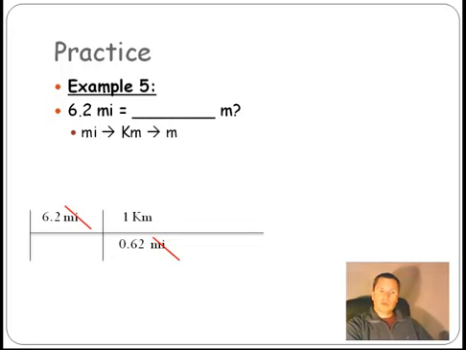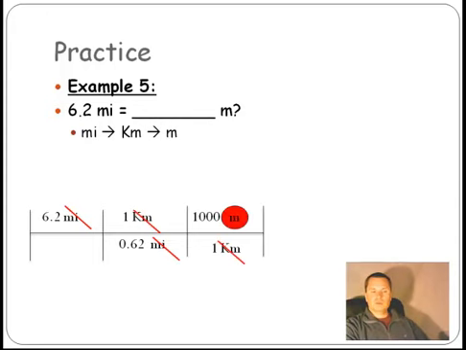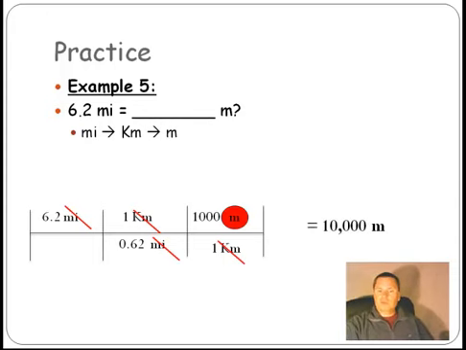Okay. Now, how do I get from kilometers to meters? Well, I know that 1 kilometer is equal to 1,000 meters. The question is, which one goes on the bottom? Well, I'm trying to get meters, so that goes on top. Kilometers goes on the bottom. My units cancel, and I'm left with the units of meters. Now what I have to do is do the math. 6.2 times 1 times 1,000 divided by 0.62 divided by 1 gives me an answer of 10,000 meters.